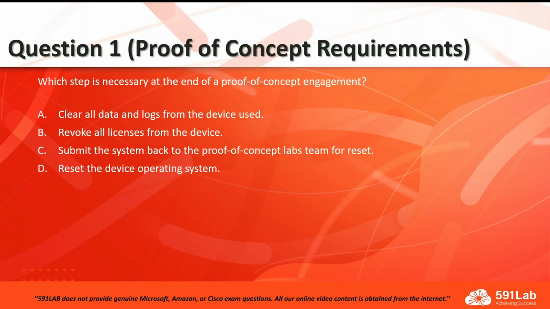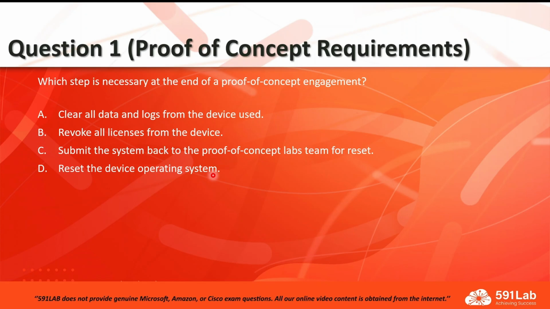Let's discuss question number 1. This question is about Palo Alto Networks' proof of concept requirements, and the question is as follows. Which step is necessary at the end of a proof of concept engagement? The options are: A. Clear all data and logs from the device used, or B. Revoke all licenses from the device, or C. Submit the system back to the proof of concept labs team for reset, or D. Reset the device operating system.